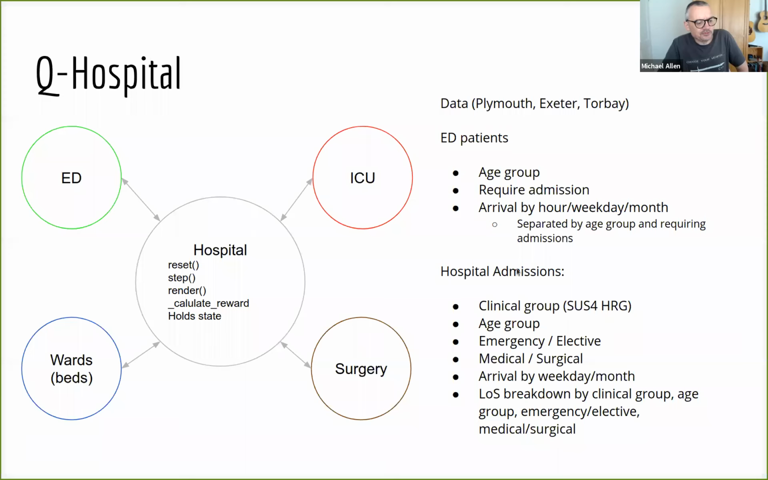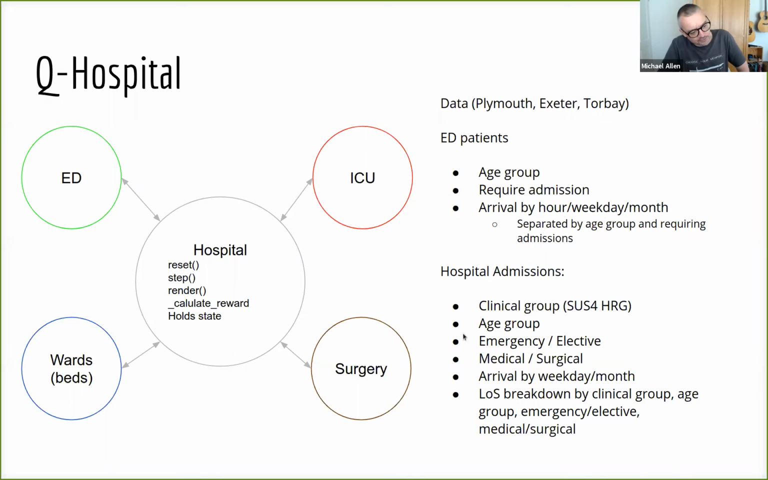Then we've got a whole lot of data. I've pulled data just out of HES for this, for Plymouth, Exeter and Torbay. We've got ED patients by age group, whether they require admission or not, which is basically the only sensible way of categorizing them in any reasonable form from HES data, and arrival time by hour, weekday and month. And we've got those arrivals separated by age group and whether you require admission or not.